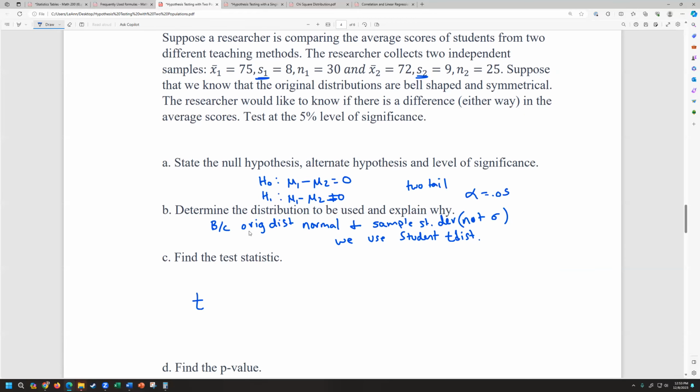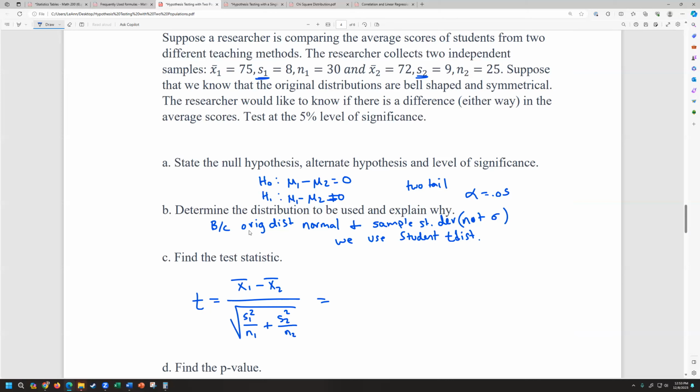It is t equals, and then we have our x1 bar minus our x2 bar. Those are our sample means subtracted. There's also the population mean subtracted over here in its own little parentheses we talked about in class. That's for the null, so it's a 0. Then we have the square root of standard deviation 1 squared over sample size 1 plus standard deviation of sample 2 squared over sample size 2.